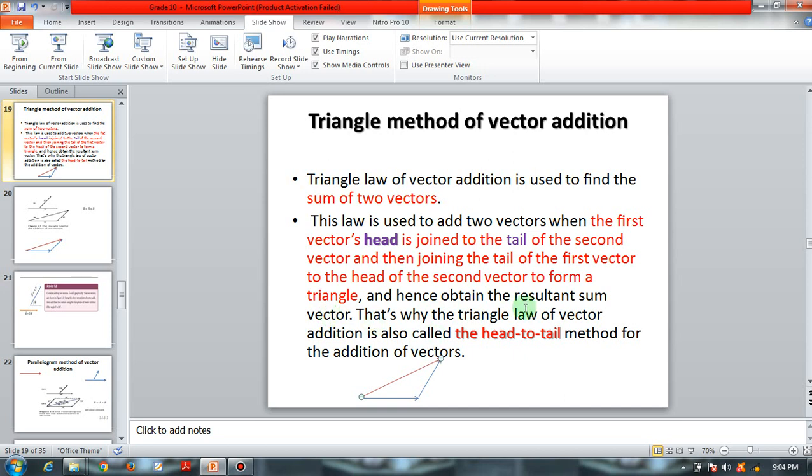That's why the triangle law of vector addition is called the head to tail method for the addition of vectors. Why do we call this method head to tail? Because the first vector's head is joined to the tail of the second vector. That makes it the triangle method of vector addition, the head to tail method.